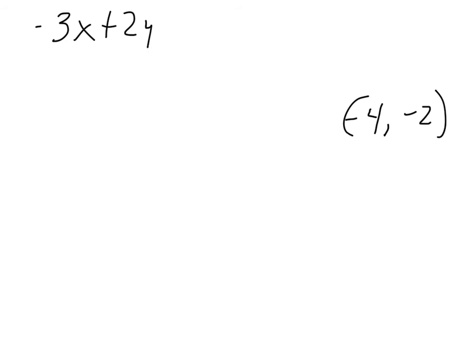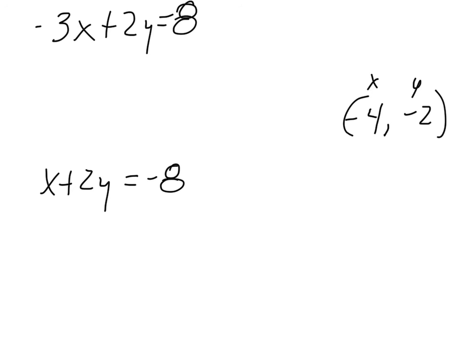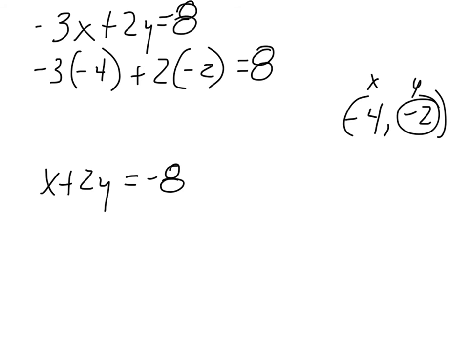I'm going to go back to my original problems. I've got my answer of negative 4, negative 2. I'll throw that up over here. And let's go back to my original, before I changed them over to slope-intercept form, and let's plug in those points for each of these equations. So negative 4 is my x, negative 2 is my y. If I plug those in, I got negative 3 times negative 4 plus 2 times negative 2 equals 8. If this is an actual solution, this should be a true sentence right here.